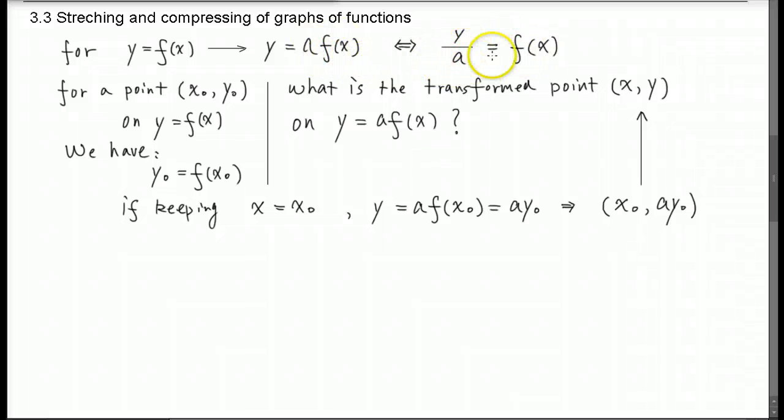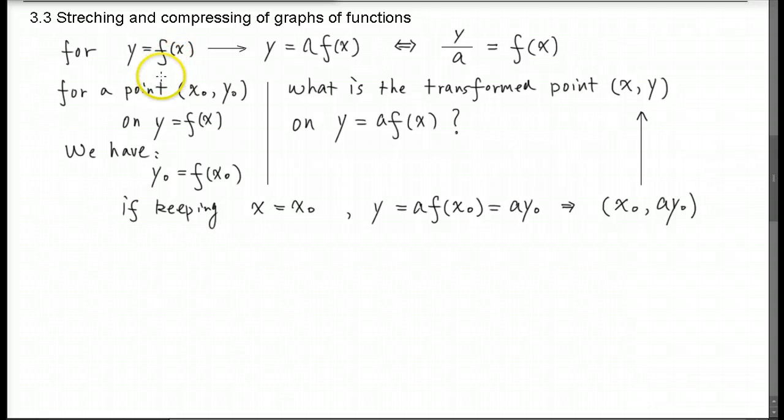We can change this equation into this form: y over a equals f(x). Then we isolate the f(x) on the right side, and the left side stays with y. It's kind of different when you look at how it can be transformed. Sometimes it's easier to look at one form or the other, to study how the transformation happens.